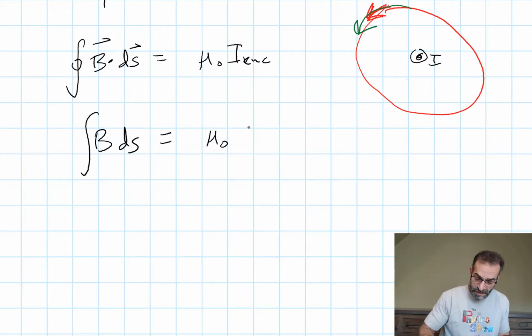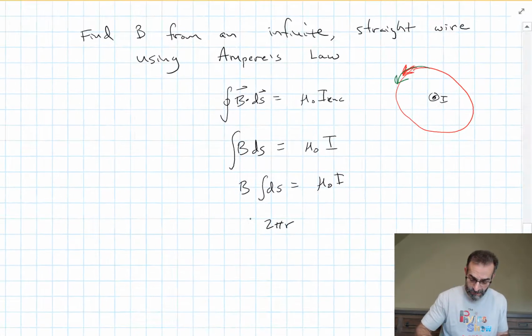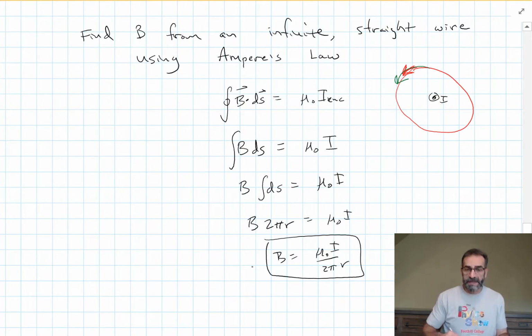I enclosed is just the current in my wire. B is constant. It comes out of the integral. The integral of ds is just the total path length, which is the perimeter of my circle, 2 pi r. And there's our magnetic field from an infinitely long straight wire.